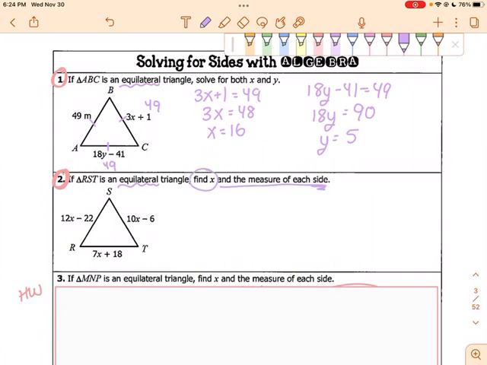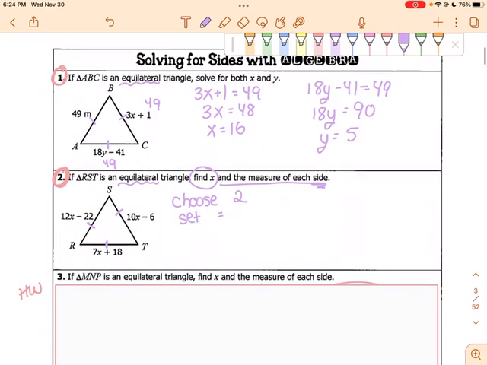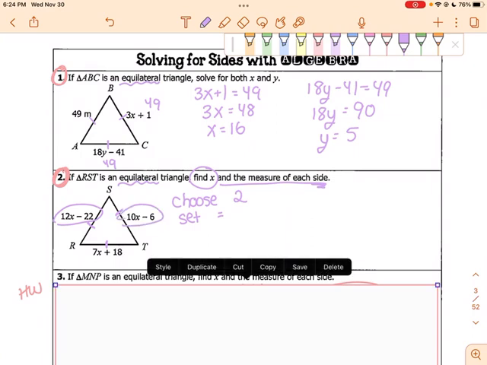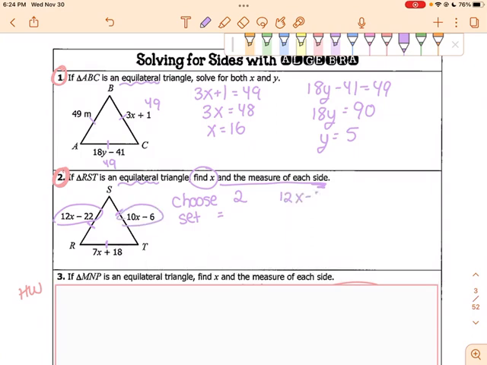Okay, next one is also equilateral. But now all we have to do is find x, no y, and the measure of each side. So all of these should be the same. When you have three expressions, you can't set them all equal to each other. What you're going to do is just choose any two and set them equal because it's equilateral. So I'm going to do these two. But you can pick any two. You'll see you'll get the same answer.